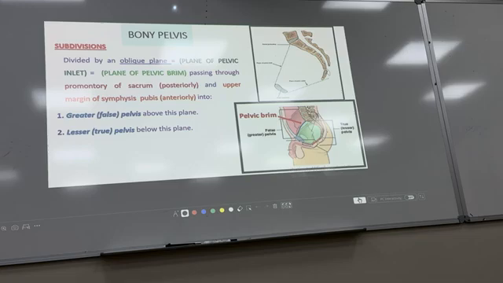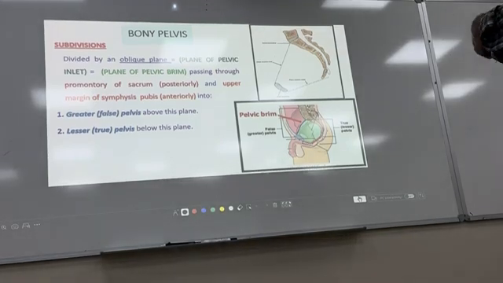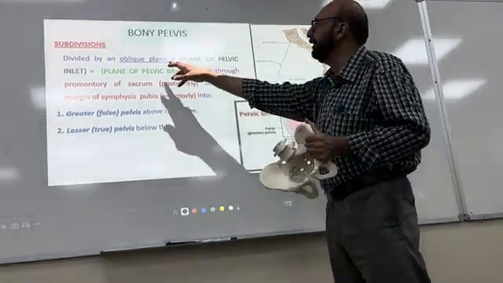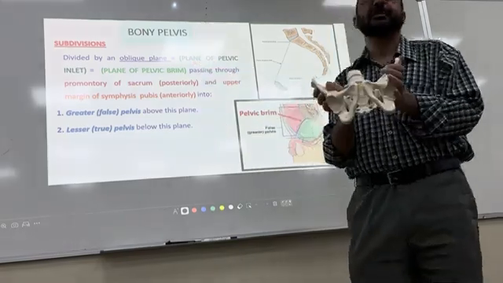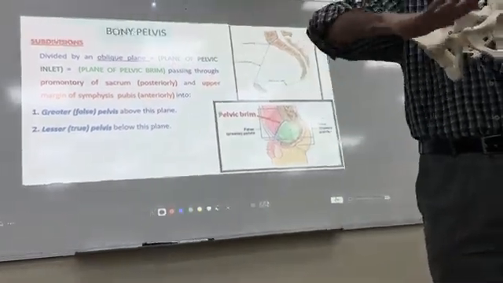Okay. So the bony pelvis is divided by the oblique plane of the pelvic inlet. Where is the plane of the pelvic inlet? Here. This is the plane of the pelvic inlet.